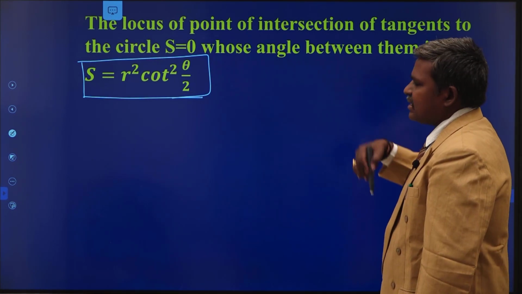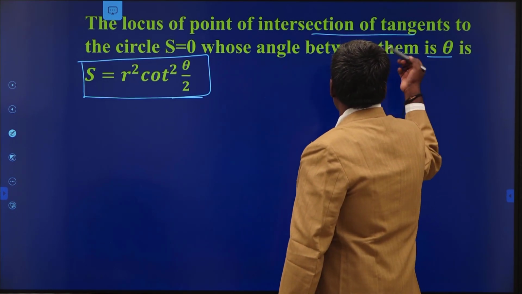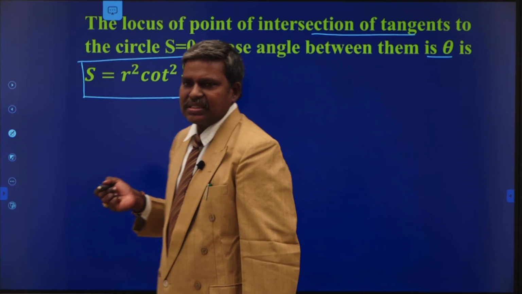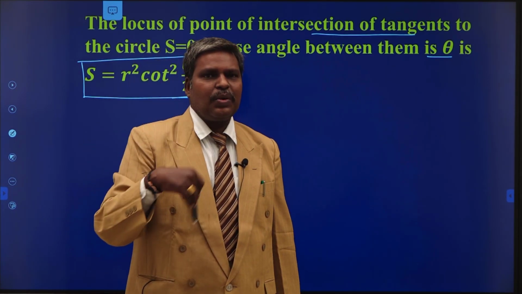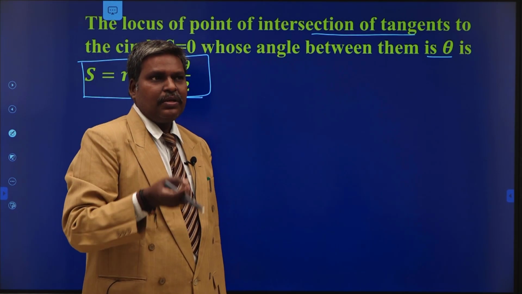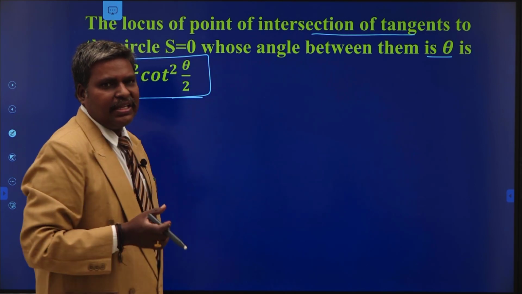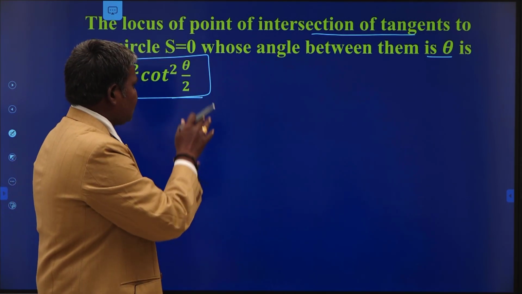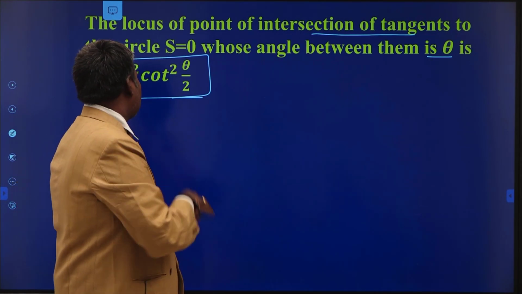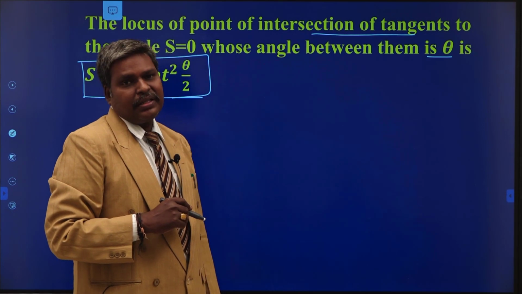Okay, your point is on the locus here. Locus of point of intersection of tangents to the circle, whose angle between them is always theta. So how many external points can you take to the circle? Infinite number of points. But my points satisfy the condition that the angle between the tangents through those points is always theta. You collect all such points, you get some locus. That locus you are going to show is S is equal to R square cot square theta by 2.